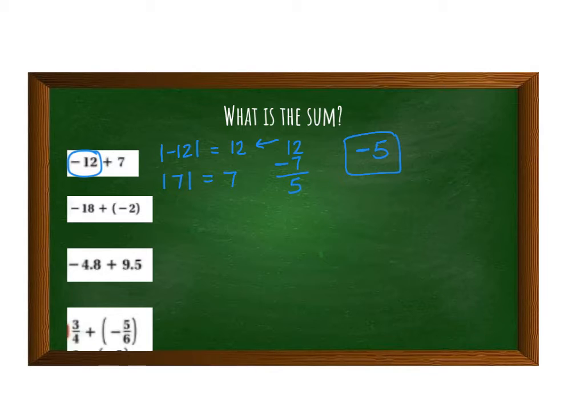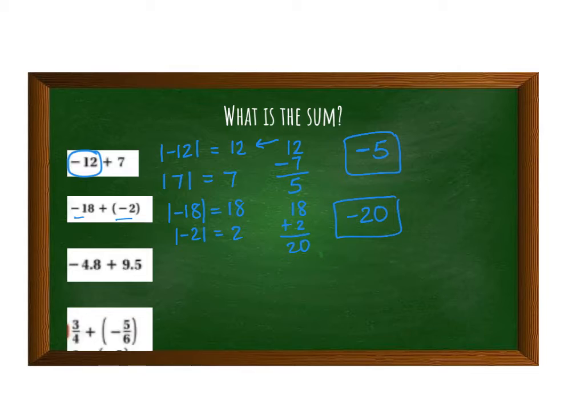Negative 18 plus negative 2. Now, these have the same sign. They are both negative, okay? So, in this case, we're going to take the absolute value of negative 18, which is 18. The absolute value of negative 2 is 2. We add these together. 18 plus 2 is 20. Now, since they were both negative, we're not going to change the sign, so our answer has to be negative as well, negative 20. Okay?